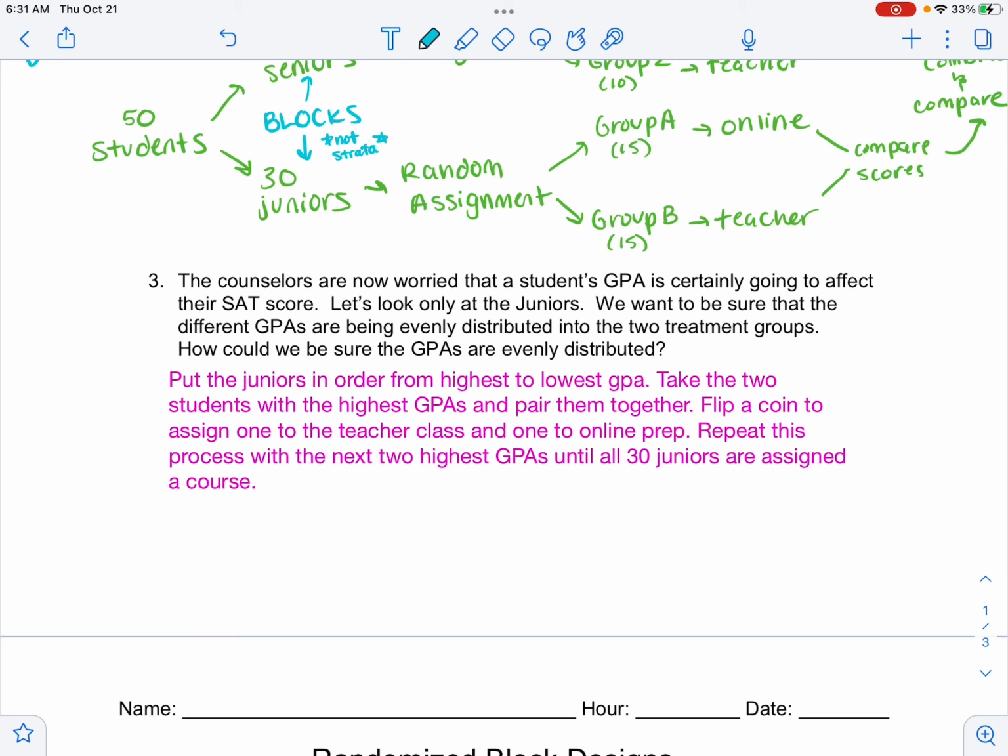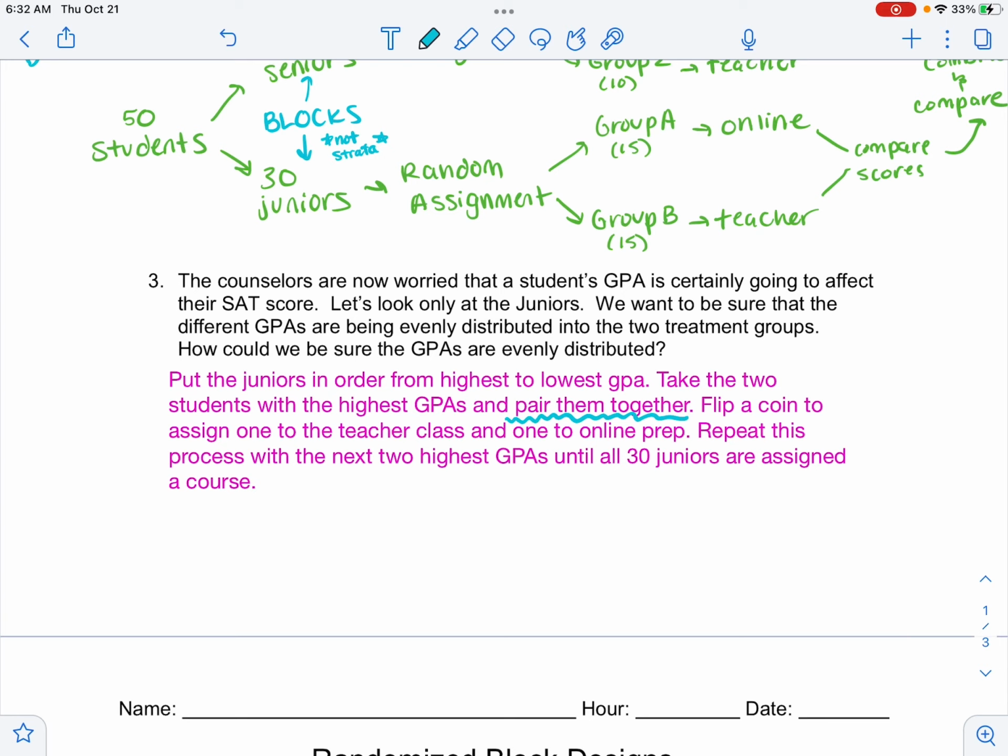So in this example, what I'm going to do is pair these students directly. I assign one person to one treatment, one to the other. And then when I come back to compare scores, I am going to compare the pairs directly. So if you and your friend have the highest GPA, the two of you are going to be split up, go to your two separate courses. And then when I am comparing results, I'm going to compare the two of you against each other.